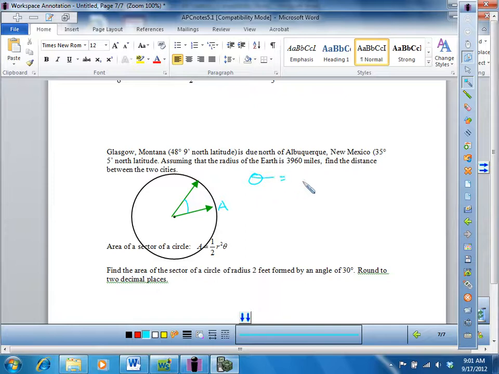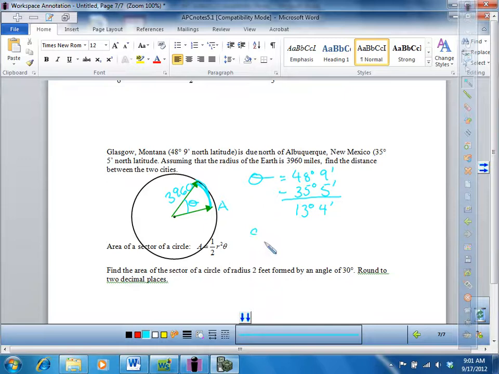So theta, this angle right here, is going to be 48 degrees, 9 minutes, minus 35 degrees, 5 minutes. Which gives you 13 degrees, 4 minutes. Follow that? Okay? And then you know that the radius of the Earth is 3960. So I want to find the distance between these two cities, which is basically this arc length right there.